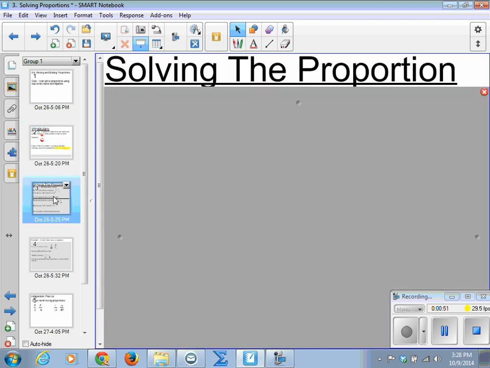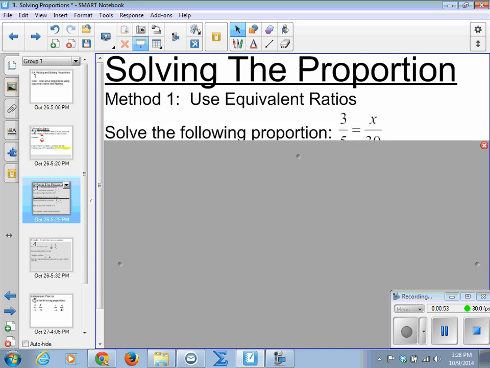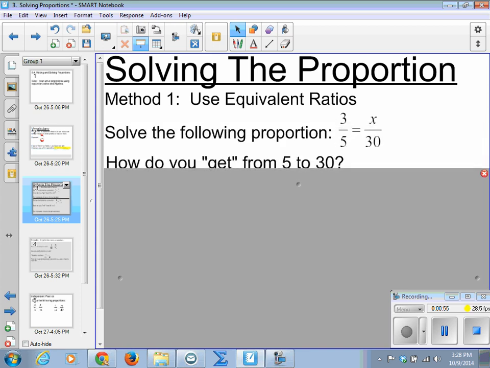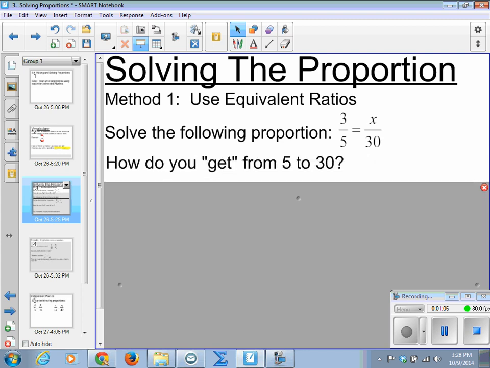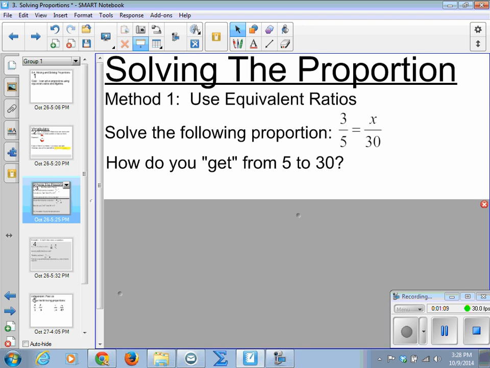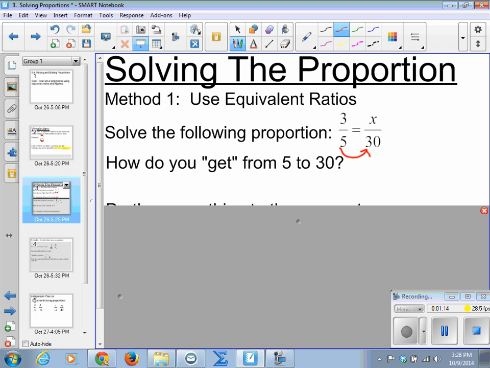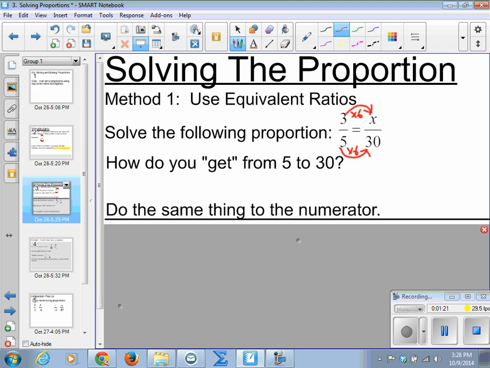So to solve a proportion, a couple methods. We can start by using equivalent ratios. So in the following proportion, we say 3 to 5 is the same as some number x to 30. Well, think about how we do equivalent fractions. How do we get from 5 to 30? We do 5 times 6 to get there. And we can do 3 times 6 to get 18. So we'll say that x equals 18.